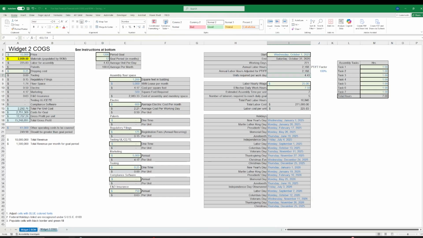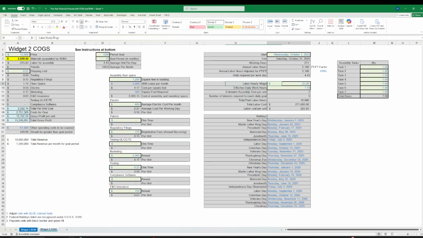And then this is calculating the units required per work day. So if your total manufacturing goal for that period is 1,200, and there's 271 days to manufacture all these things, that means you've got to do 4.43 units per day coming off your assembly line.